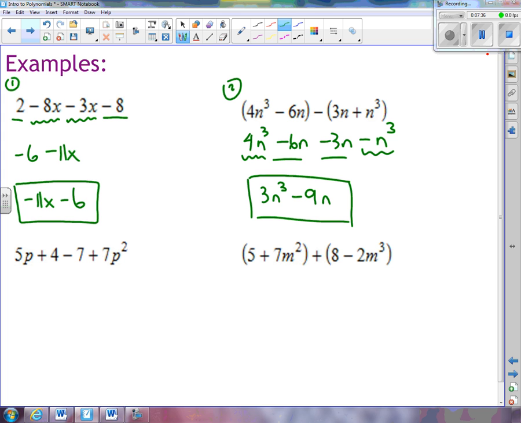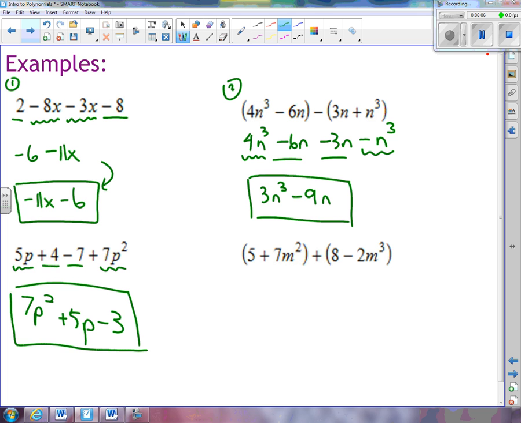Now let's try this one. There's no distributing necessary because there's no parentheses. Let's take our highest degree term and put it in the front so that we don't have to do this extra step like we did here. So this is the highest term. It has nothing to be combined with it, so I'm just going to rewrite it. Now the next highest term is the 5p. It has nothing to be combined with, so I'm also going to rewrite it. Now I'm just going to combine these two. 4 minus 7 is negative 3, and that is our answer. I've written it in standard form and simplified it.